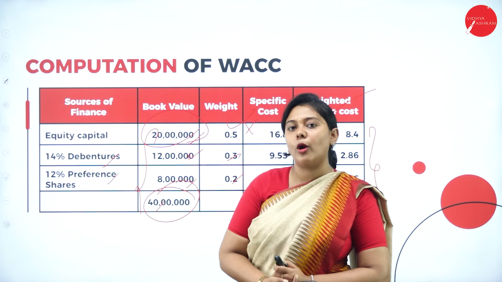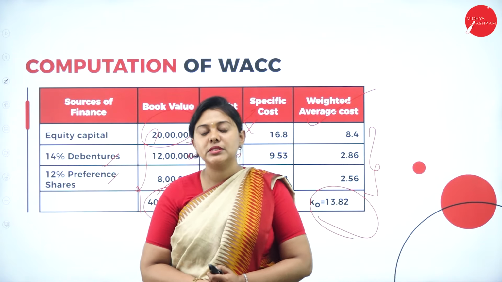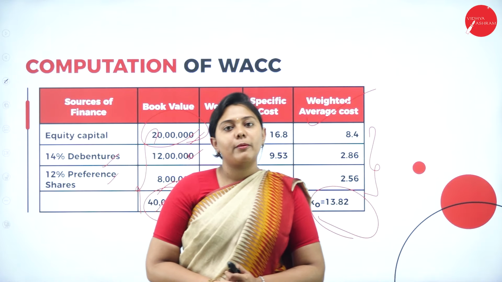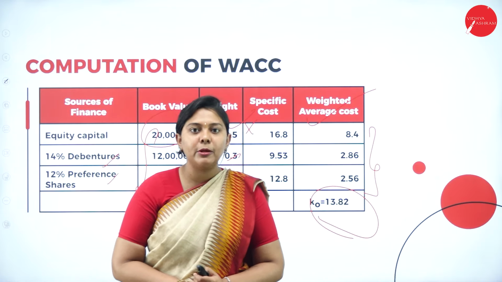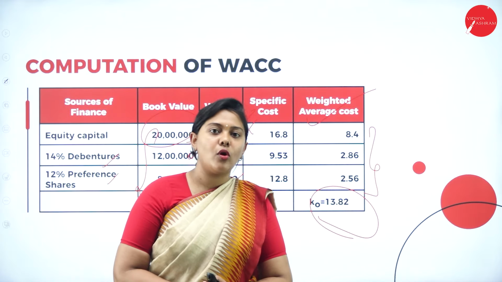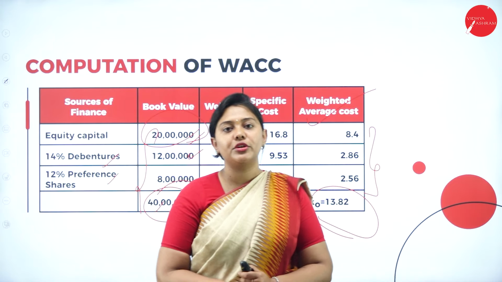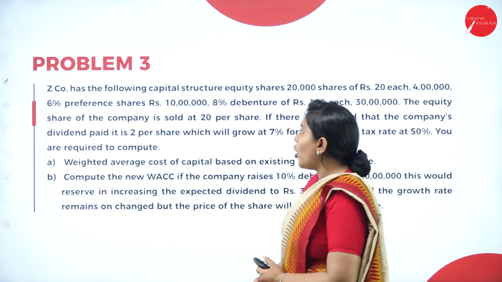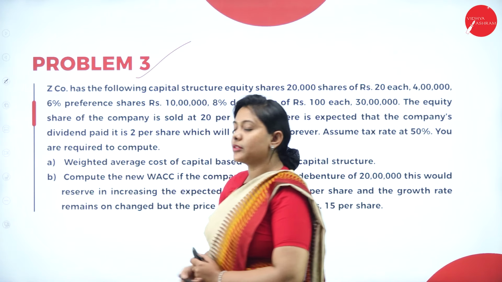So this is your second problem, where I have taken up the answers and the problem based on redeemable preference share, redeemable debentures and your corporate tax rate. So this is how you need to calculate. Moving forward, next problem number 3.